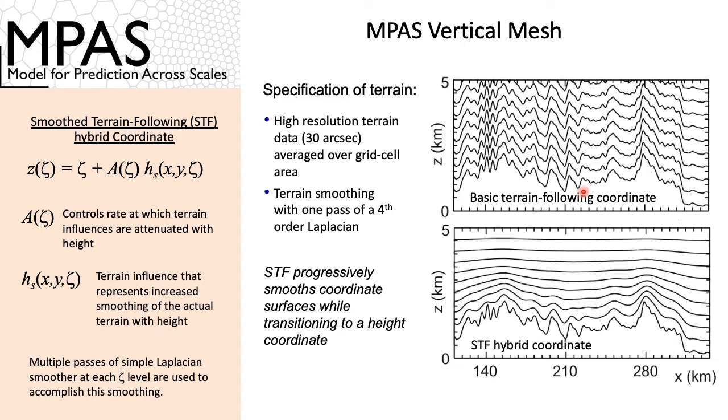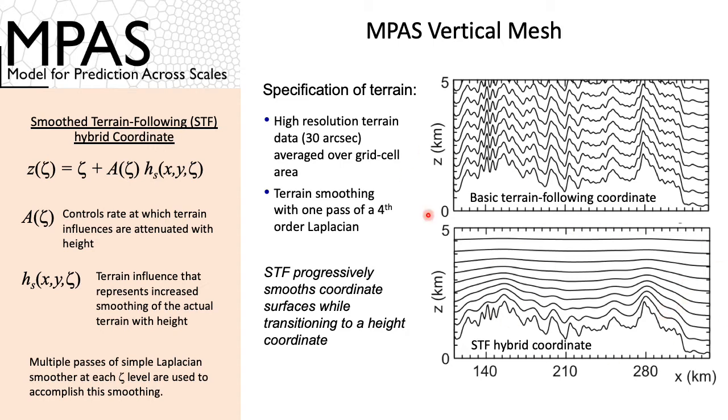If we look at the basic terrain following coordinate, which just linearly relaxes to a constant height at the model top, where the model lid is, you can see that down low, looking through about 5 kilometers, you've got all the structure in the surface elevation reflected on those horizontal coordinate surfaces. Whereas with the smooth, generalized height coordinate, you can see that there's still some large-scale structure about midway up in the atmosphere, at about 2.5, 3 kilometers, but a lot of the small-scale structure is removed. That's the generalization that we've introduced in this height coordinate.